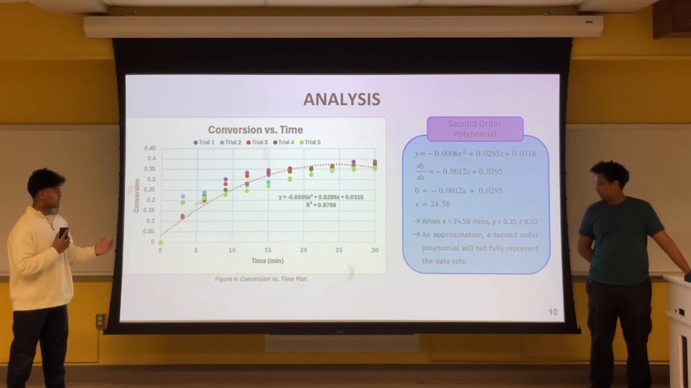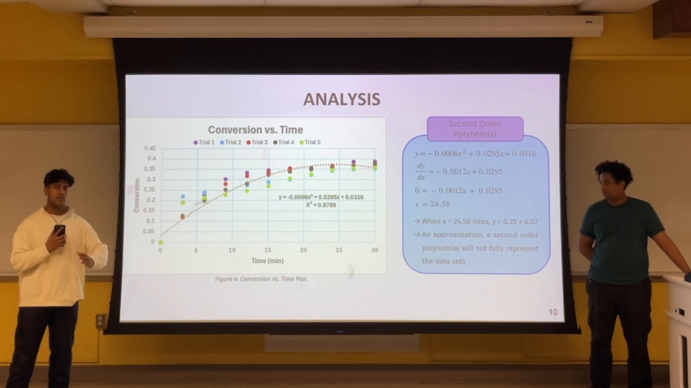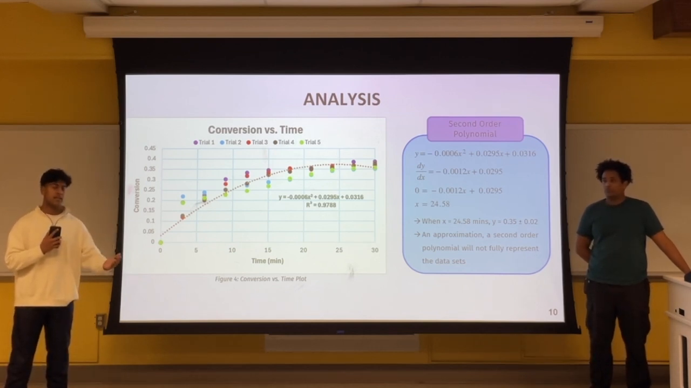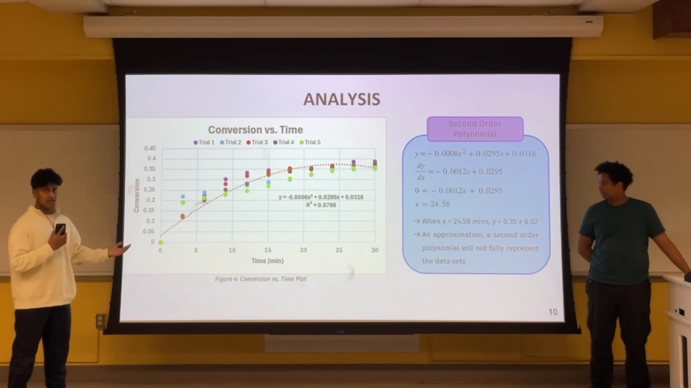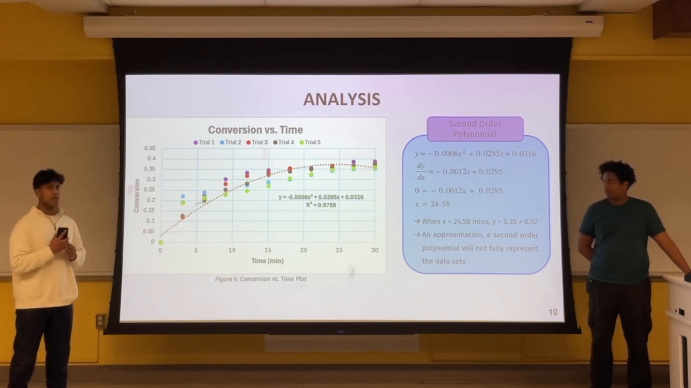Now again, this is just an approximation, as if we were to increase our time to 35 and 40 minutes, take more absorbance values, our steady state or x value would also increase. But this again is just an approximation, as a second order polynomial does not fully represent our data set, as the r-squared value is only 0.97.